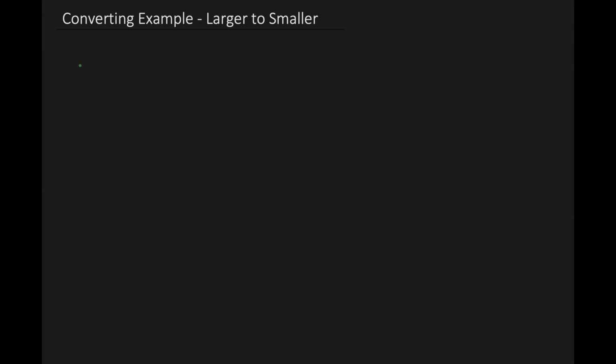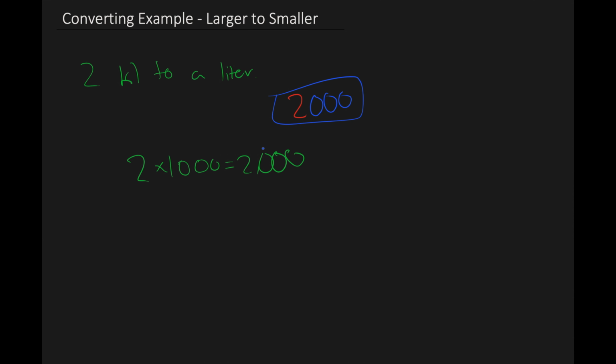So if you want to convert 2 kiloliters to a liter, it's very, very simple. One way you could do it, you could do 2 times 1,000, right? So you would get 2,000. Or, second way is you take this number, you have 2, and you add 3 zeros. Our number here is 2,000. This will work with anything. Literally anything.